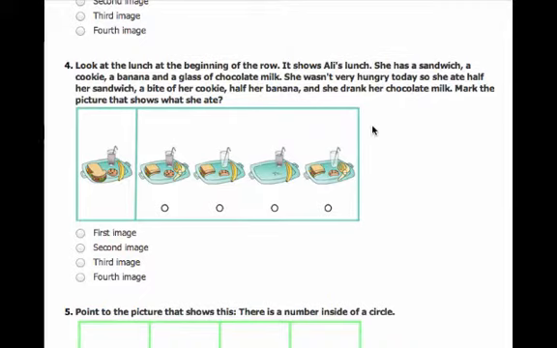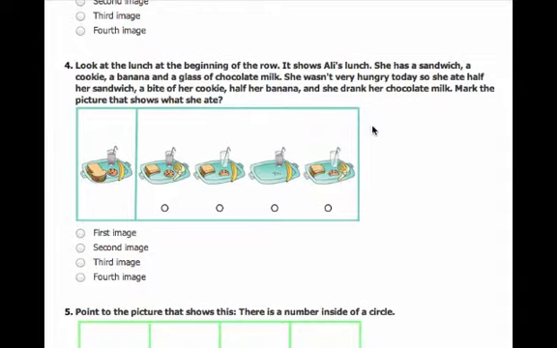So this is very much based on their ability to listen, comprehend, and find the right answer. So I'm just going to give you an example. Question number 4, the children have to listen to this. Look at the lunch at the beginning of the row. It shows Allie's lunch. She has a sandwich, a cookie, a banana, and a glass of chocolate milk.